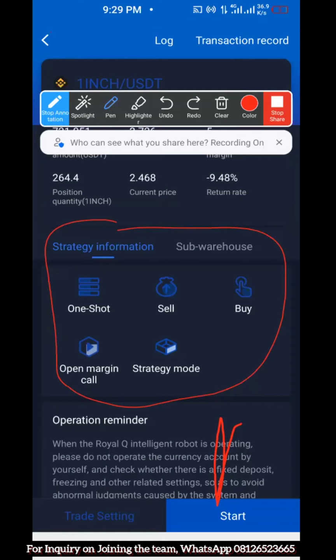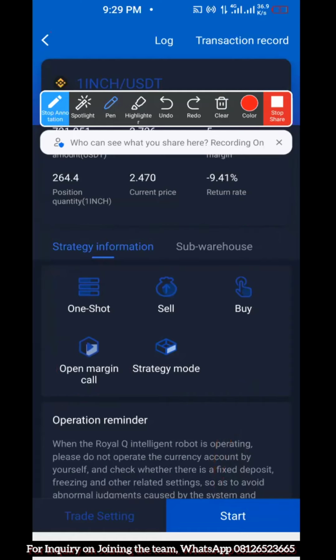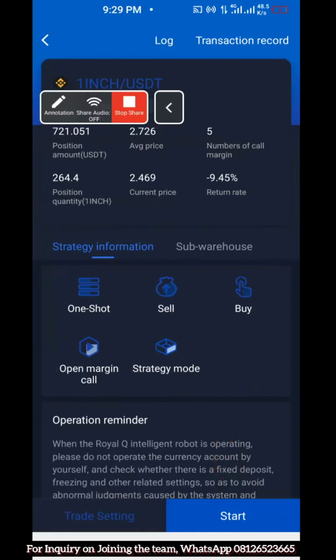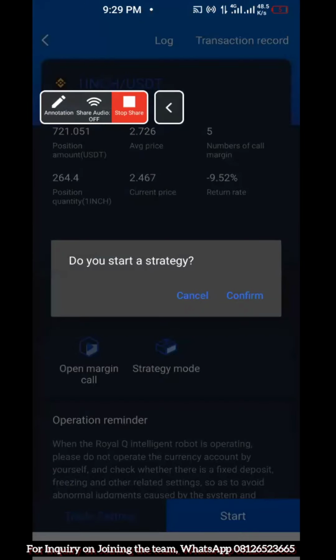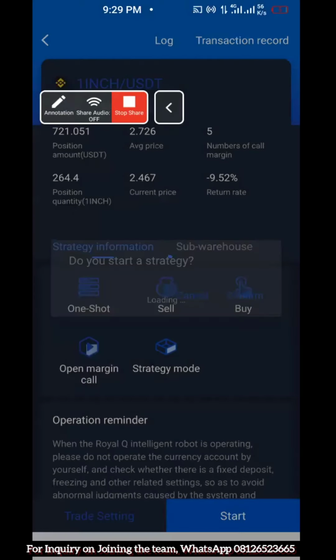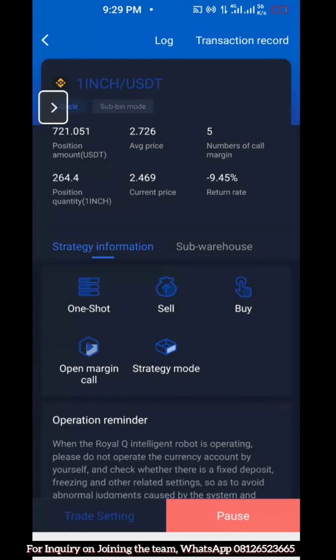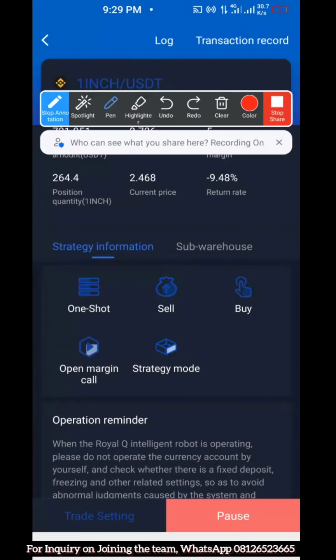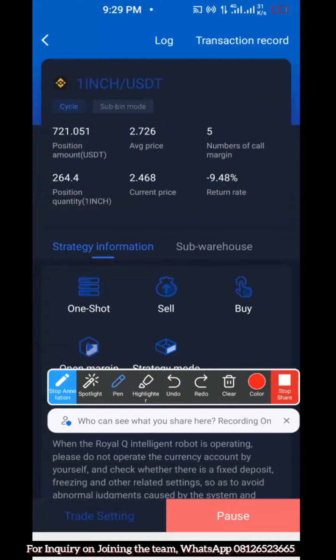Once you have finished configuring your margin, all you need to do is press start. Once you press start, it will ask, do you want to start a strategy? You tell it yes. And voila, the trade starts. So on this box, we have the one shot. What does one shot mean? One shot just means you are telling the robot that once you take profit of 1.1, I don't want you to enter the market again.